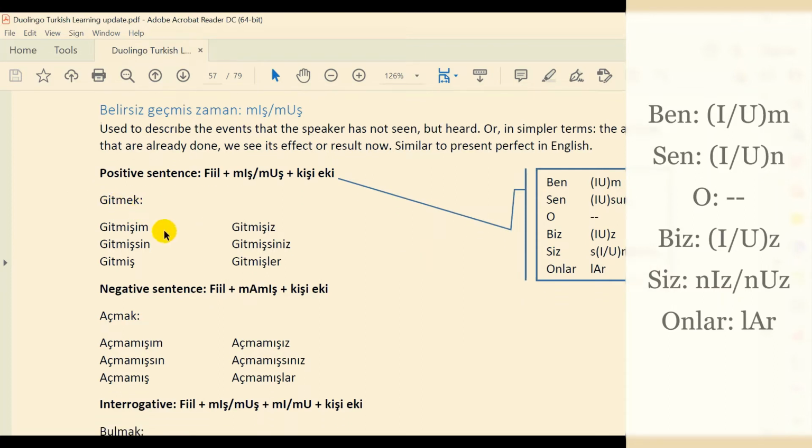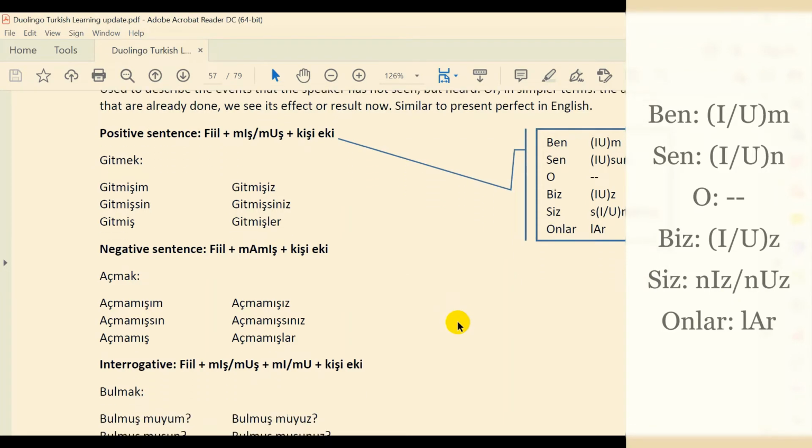Gitmek means to go. Gitmişim means I have gone. See, first fiil or verb. After that you need to add this suffix: gitmiş, and after that you need to add the personal suffix: gitmişim. It means ben gitmişim, I have gone. Sen gitmişsin, you have gone. O gitmiş, he or she has gone. Gitmişiz, biz gitmişiz, we have gone. And you can continue this way.